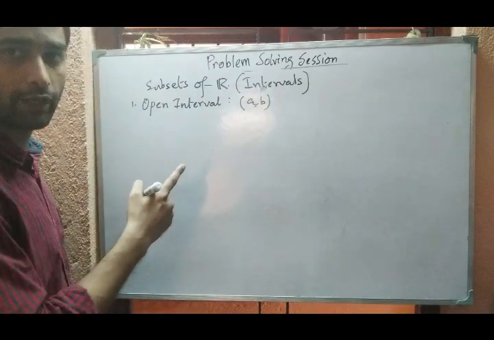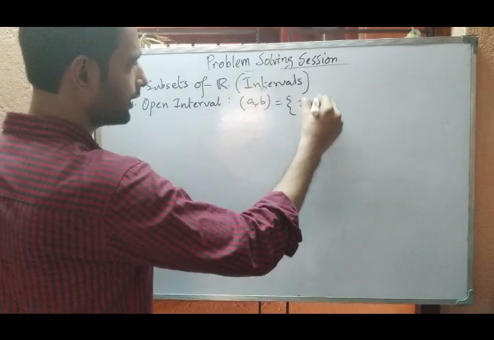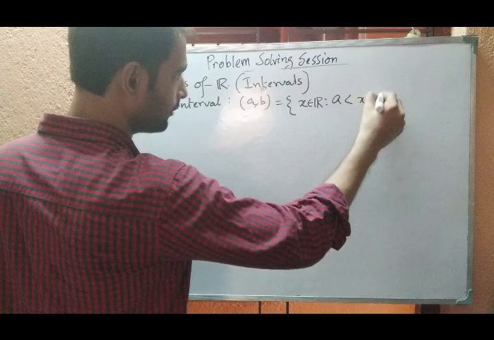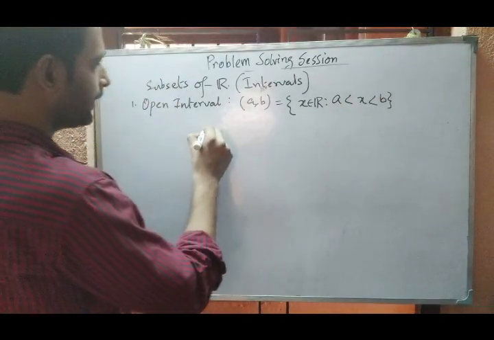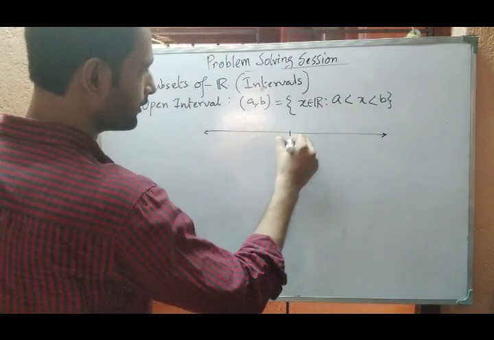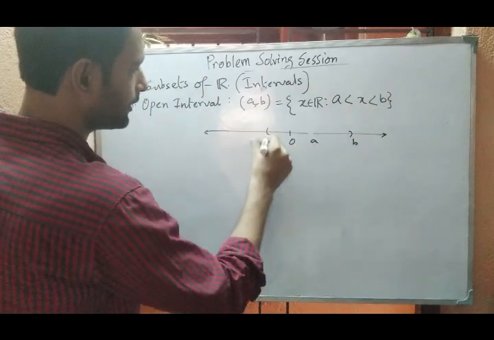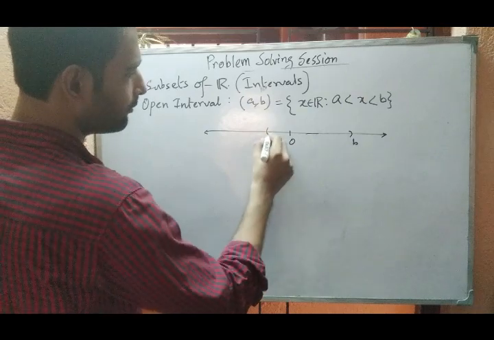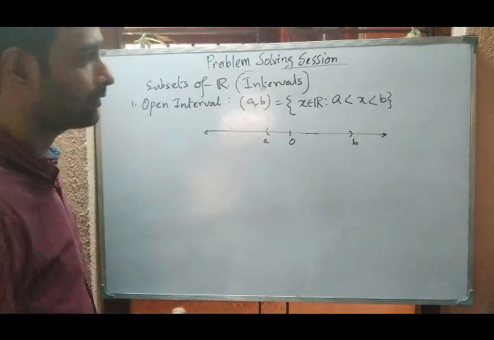It is not the ordered pair (a, b). This notation means it is the set of all real numbers which lie between a and b. So in the real line, you can view it like this, or a may be in the negative part. So all the elements which are between a and b are given by the round brackets (a, b).